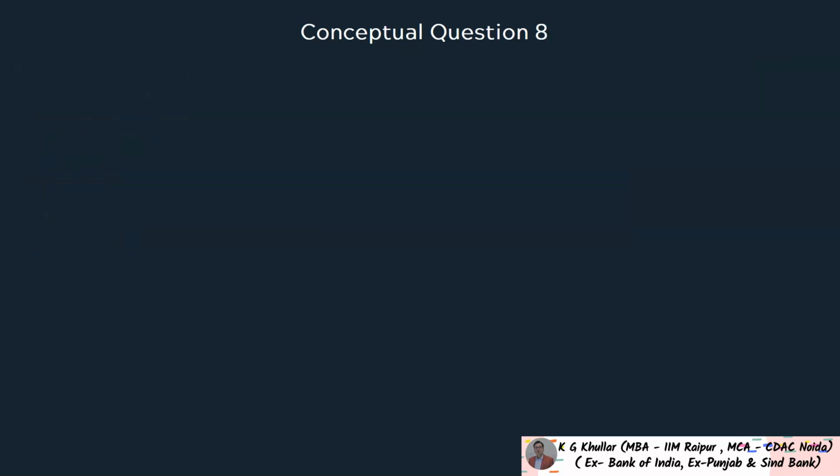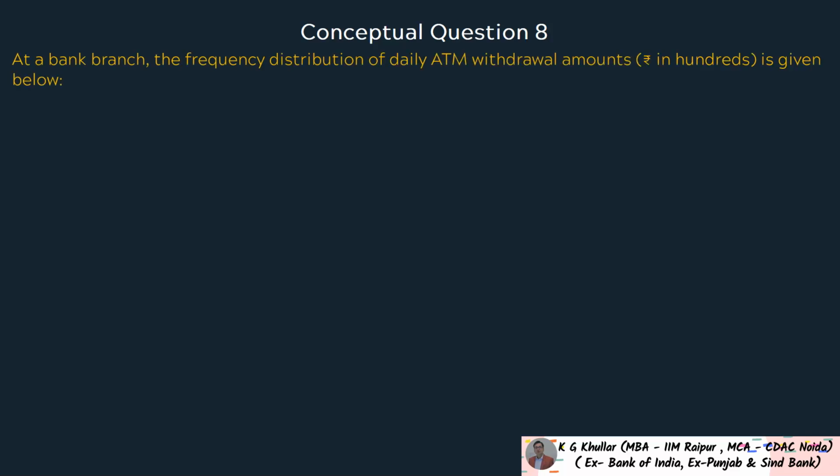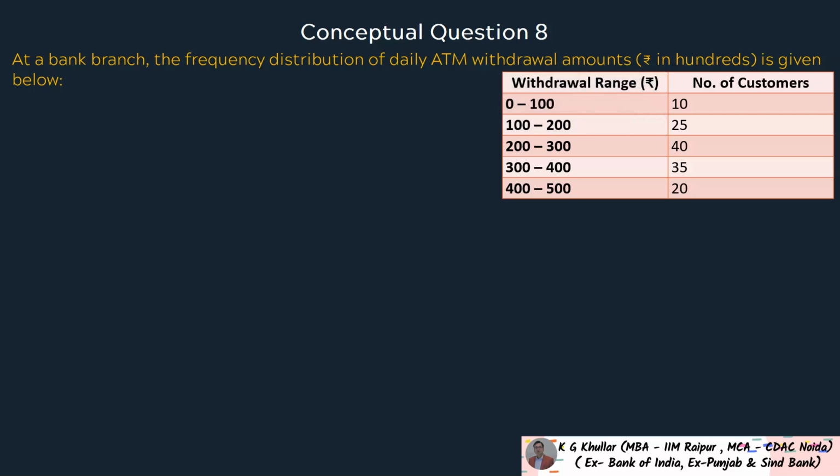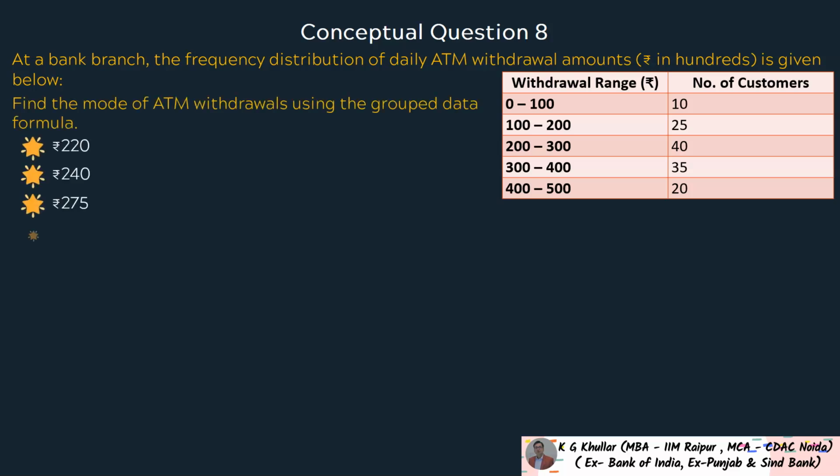Then next question is, at a bank branch, the frequency distribution of daily ATM withdrawals, that is in rupees in 100, is given below. Now as you can see in this table, the withdrawal range is given and also the number of customers are given for that range. Now find the mode of ATM withdrawals using the group data formula. And these options are given to you.